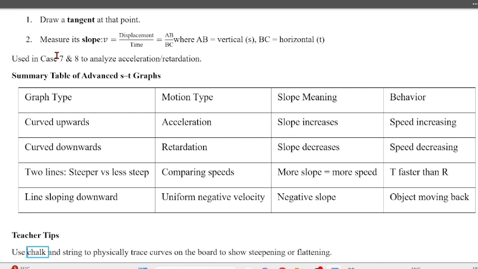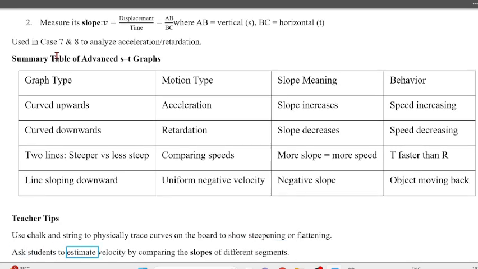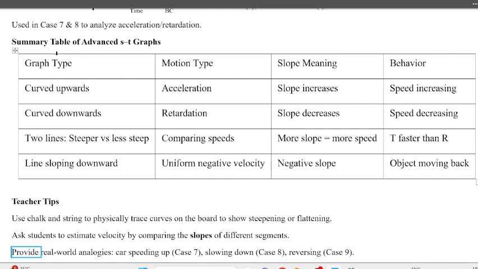Teacher tips: use chalk and string to physically trace curves on the board to show steepening or flattening. Ask students to estimate velocity by comparing the slopes of different segments. Provide real-world analogies: a car speeding up, case 7; slowing down, case 8; reversing, case 9.